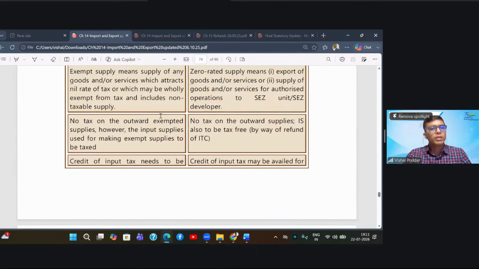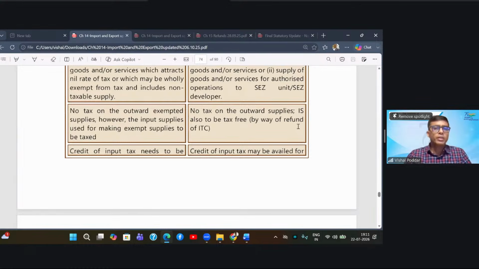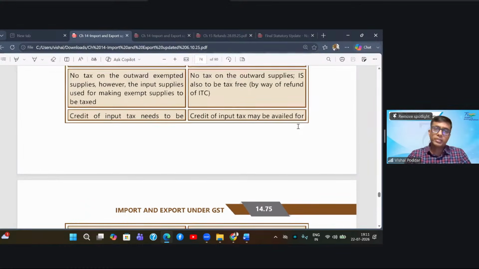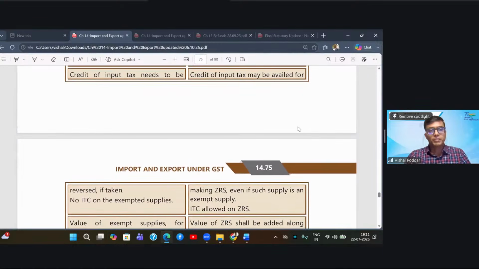Importantly, there is no tax on the outward exempt supplies. However, the input supplies which you are using for making these outward supplies may be attracting tax. Again, in case of zero rated, there is no tax on outward supply and your input services can be made tax free by way of refund. So whatever is on your input side, even though GST is applicable on them, you can get it back as refund. So to that extent, your inward supply becomes tax free.